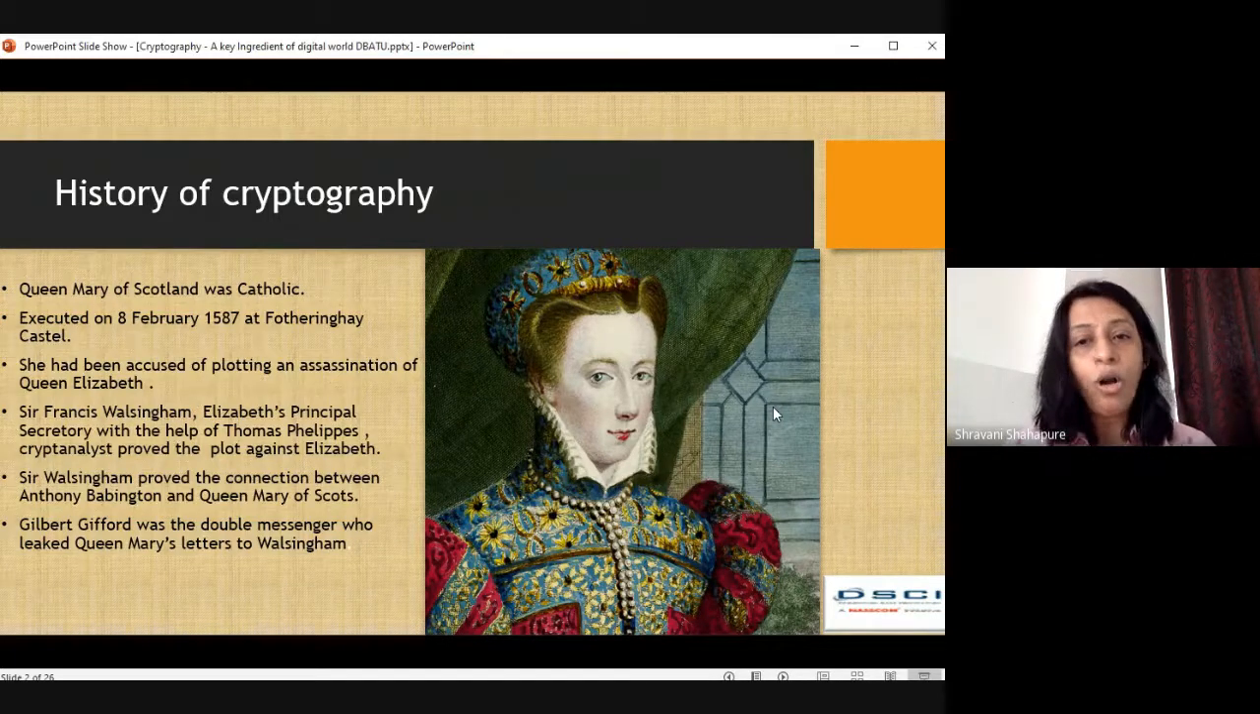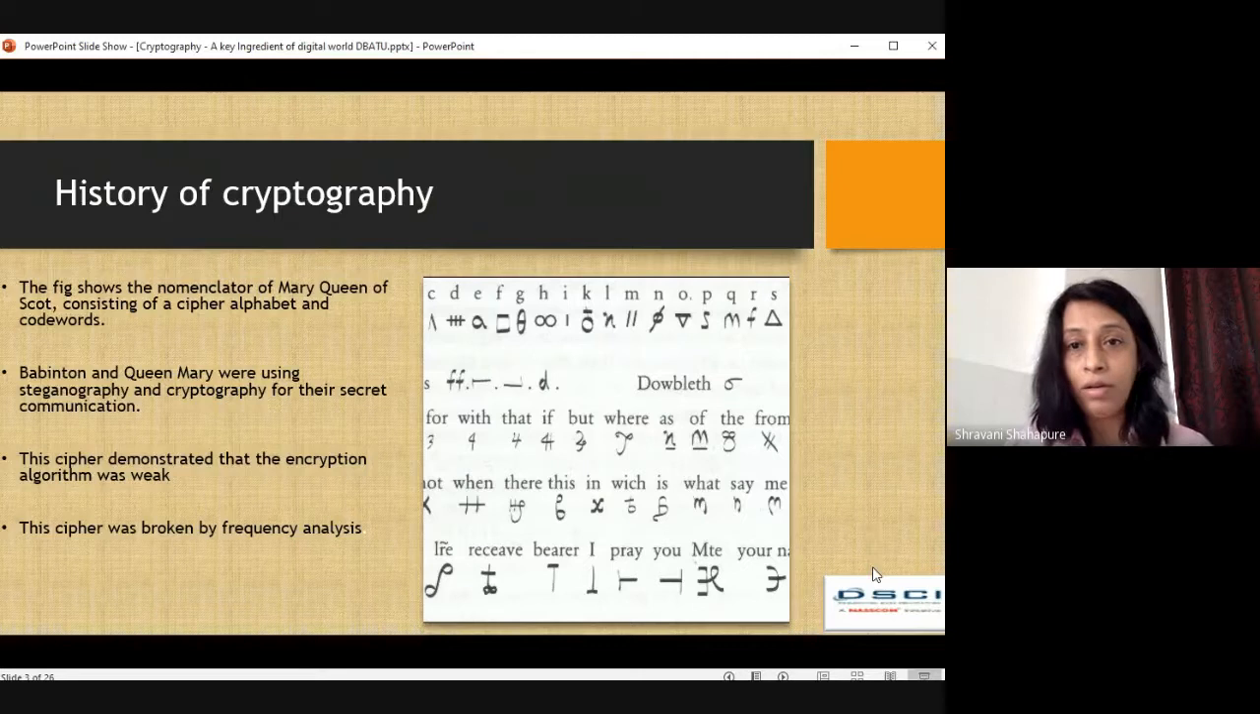After a lot of effort and by using different techniques, Thomas was able to decipher those messages. The plot was opened, and Sir Francis was able to present it in front of Elizabeth. And on 8 February 1587, Queen Mary of Scots was executed. So we can go to the next slide and see what that plot nomenclature looks like.